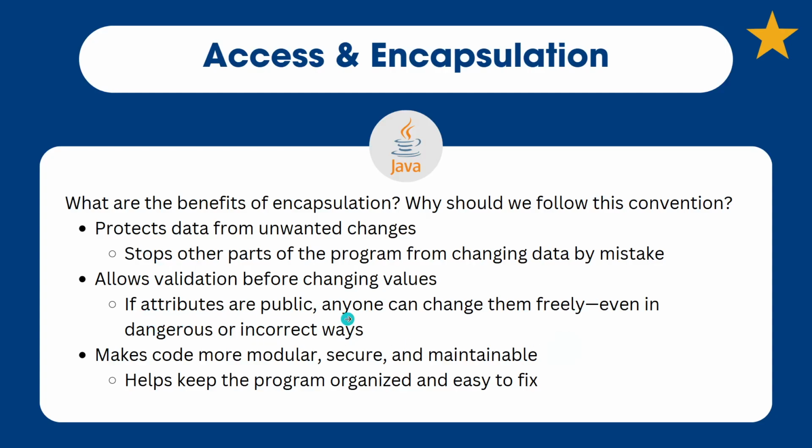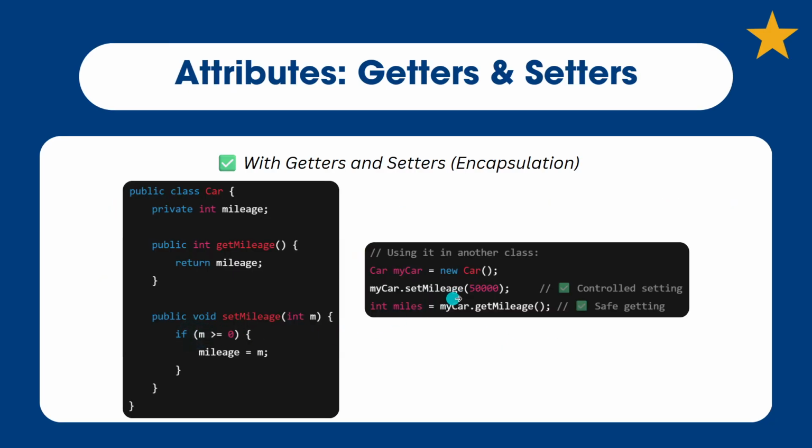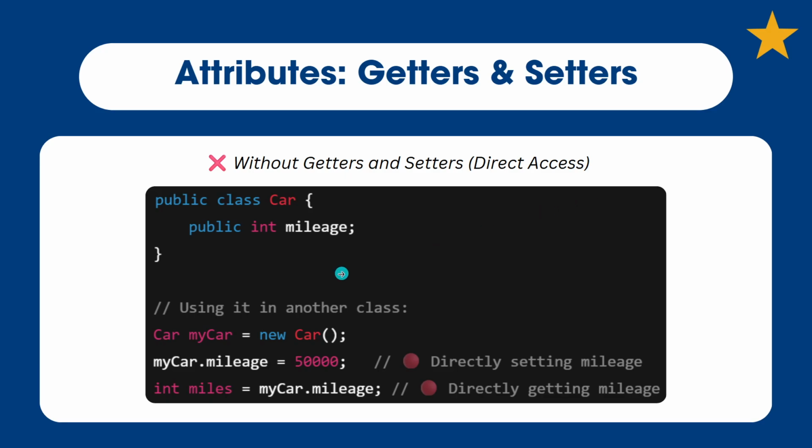If attributes are public, anyone can change them freely, even in dangerous or incorrect ways. And here it makes your code more modular, secure, and maintainable. Helps keep the program organized. And like I said, I like the syntax, right? I can see very clearly I'm performing an action on the car object. I'm setting its mileage. I'm performing another action. I'm getting its mileage. So getters and setters definitely have that readability over just straight access.